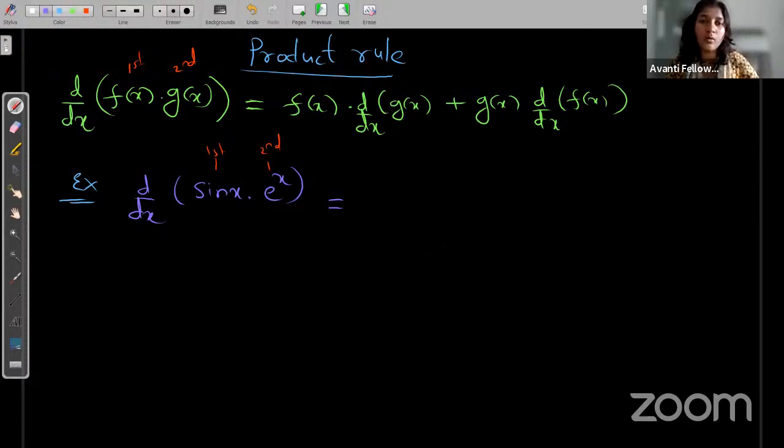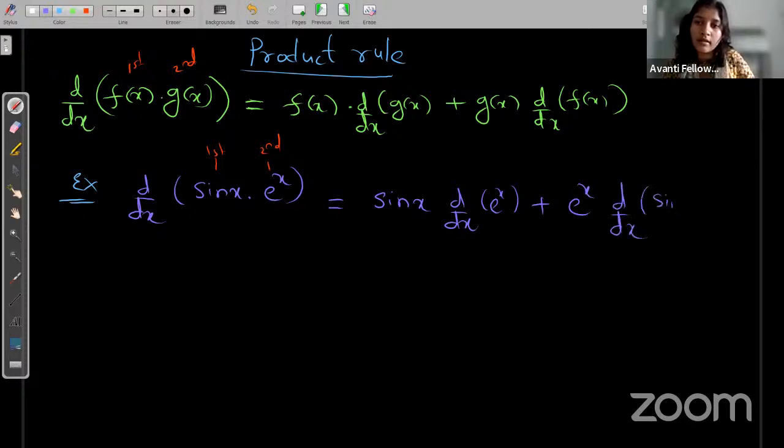So according to this rule, what will we do? We will consider the first function as it is, then differentiation of the second function, that is d by dx of e raised to x, plus the second function as it is, then the differentiation of the first function, that is sin x. Okay. Now sin x as it is. What is differentiation of e raised to x? Differentiation of e raised to x is nothing but e raised to x only. Okay. Plus e raised to x. Differentiation of sin x is what? Tell me quickly in the chat box what is differentiation of sin x.